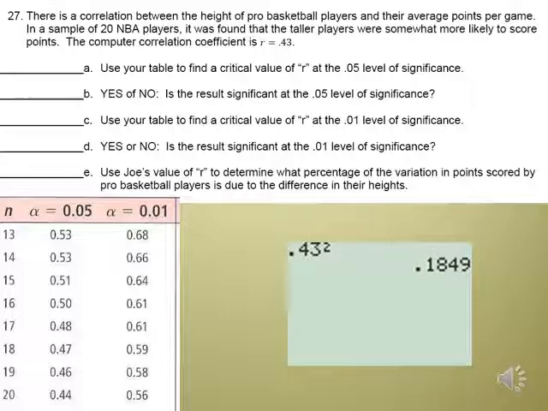And when you get to part E, what we've got to do is take 0.43 squared. We're basically figuring out that 18% of the difference in scoring has to do with height, which of course means that like 82% has to do with other things, like maybe the player's skill.